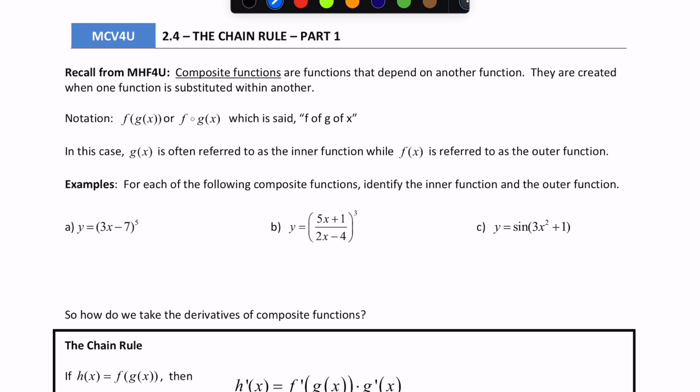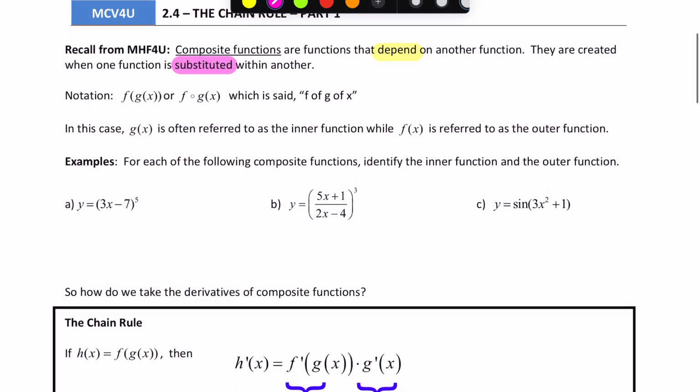So if you recall from MHF4U, composite functions are functions that depend on another function. They are created when one function is substituted within another. So again, let me repeat that. Composite functions are functions that depend on another function. They are created when one function is substituted within another.